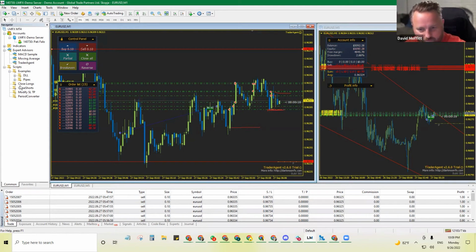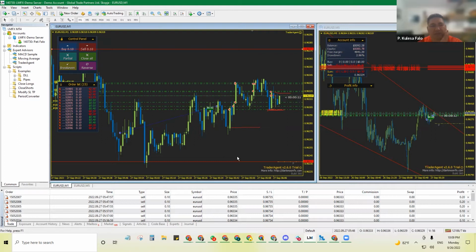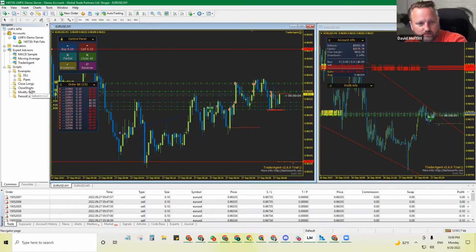On here I have close shorts and close longs. I think when I click on either of them, it closes everything out. No, it shouldn't. It will if you close shorts. But you do have a close all in there too. You can add.